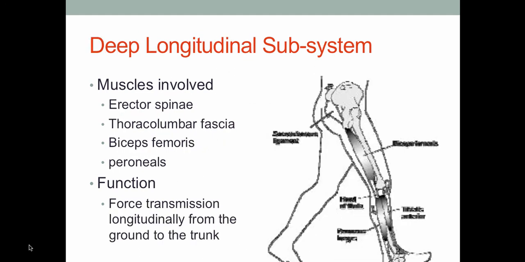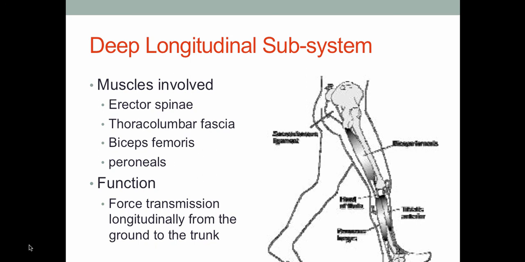The last subsystem is the deep longitudinal subsystem. The muscles involved in this system are muscles like the erector spinae, the thoracolumbar fascia, the biceps femoris, and the peroneals. These muscles function to control force transmission longitudinally from the ground to the trunk. So these are our shock absorber muscles, and they're going to be very helpful when we're running or jumping or doing impact. When there's a dysfunction here, we see a lot of impact happening at the SI joint, and we see SI joint instability and low back pain. Oftentimes, the weakness stems from a weak anterior tibialis, and it'll lead to an overactive biceps femoris or hamstring muscle and overactive latissimus dorsi that cause a great deal of dysfunction in the spine and in the pelvis.